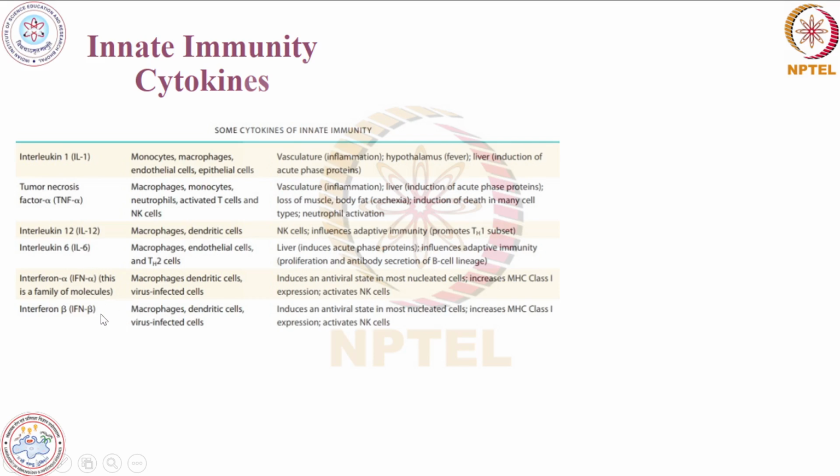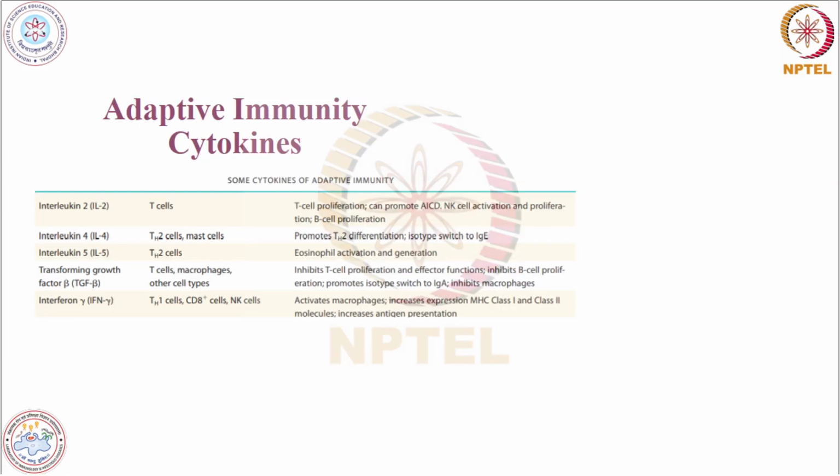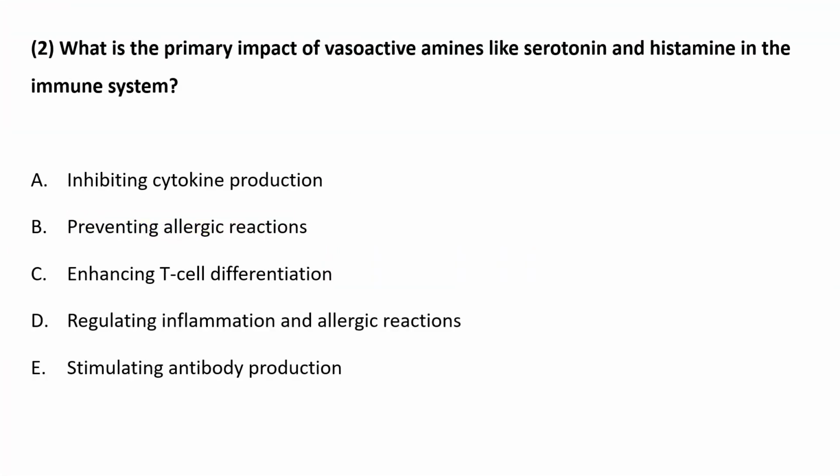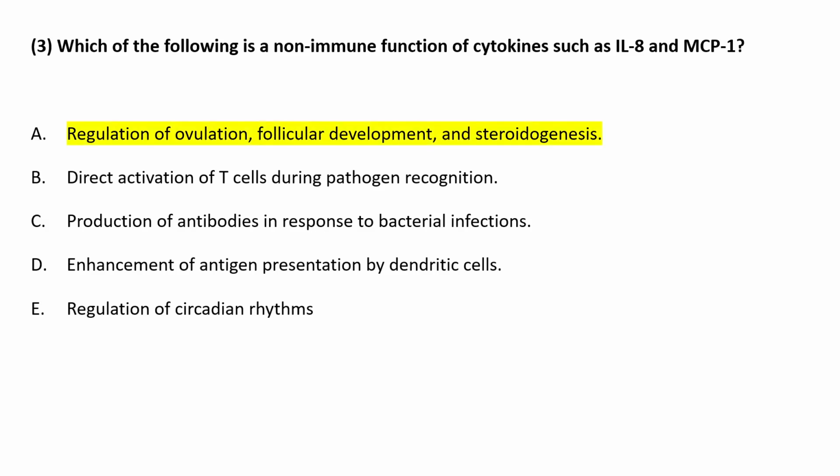This interferon is mainly involved in antigen presentation because it increases the MHC class 1 and class 2 expression. And I think one interleukin is also there. You can cross check whether it's interleukin 2 or interleukin 12. One interleukin is there, but this particular one is not involved. What is asked in the question is interleukin 8 and MCP1. These are not involved in the antigen presentation by dendritic cells.